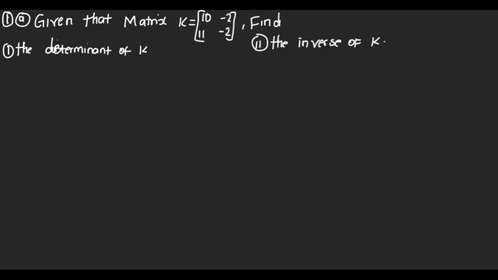In this video, we are going to look at some questions from section A of Mathematics paper 2 for 2017. This was written by the external. Now let's look at the first question, given that matrix K. So we have this matrix here. Then our first question is we want to find the determinant of this matrix.